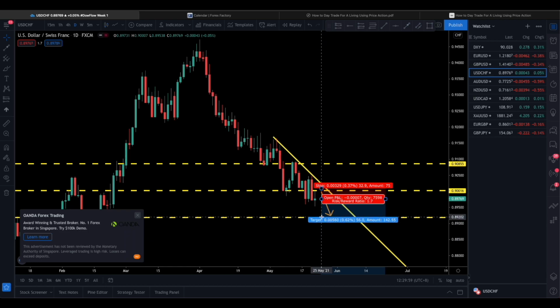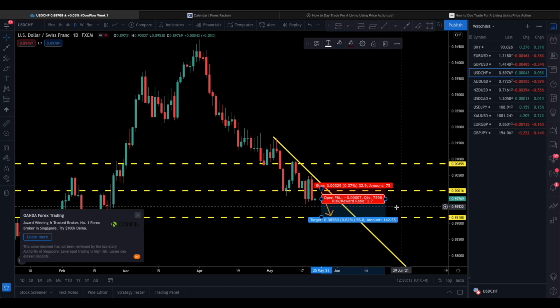Let me see if the risk to reward actually makes sense. Okay, so in this case, the risk to reward actually is kind of decent. Okay, it's not the best, right? Normally, I strive to aim for at least 1 is to 1.5. So in this case, we are getting 1 is to 1.7.